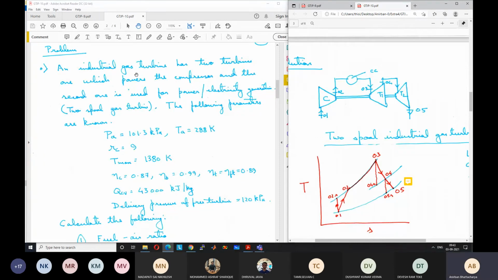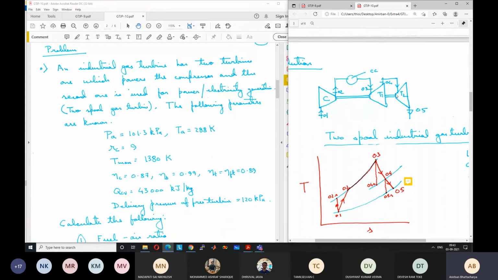So let me just, instead of reading, I will just explain. There is a single compressor, and one turbine is exclusively running the compressor. The second one is known as a free turbine. It does not, I mean, any part of its work output is not used for running the compressor. The entire work of the free turbine is used for running the external generator.